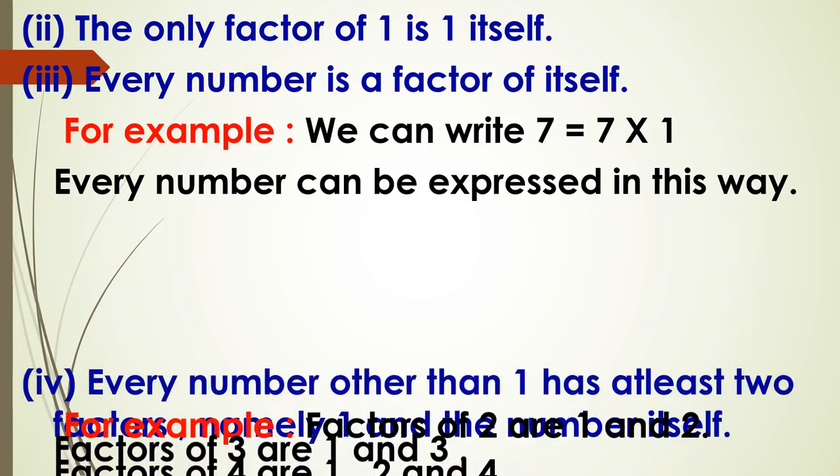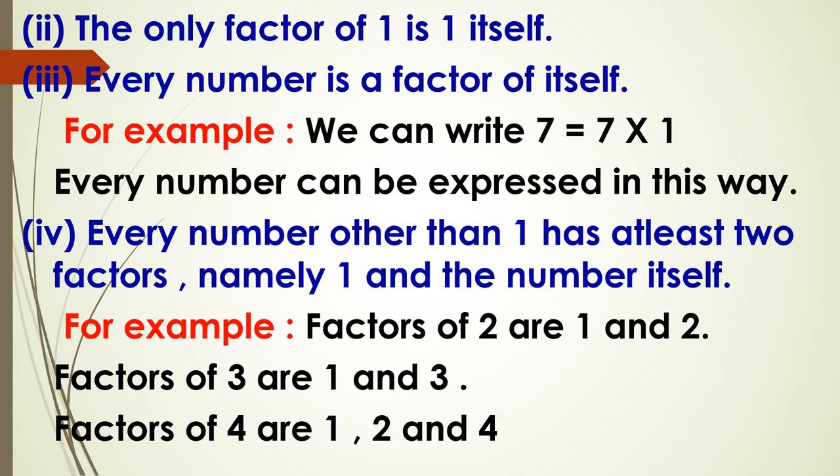Fourth point, every number other than 1 has at least 2 factors, namely 1 and the number itself. At least means kam se kam. More than this is possible, more than 2 factors are possible, but they have at least 2 factors other than 1. We know that 1 has only 1 factor. So every natural number other than 1 has at least 2 factors.